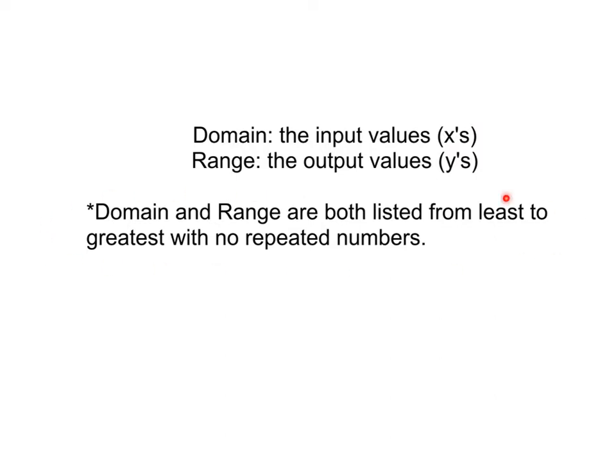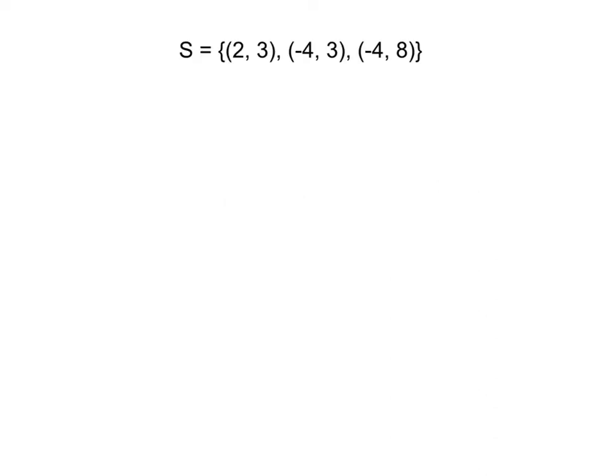Domain and range are both listed from least to greatest, and we don't repeat any numbers. So when you're listing your domain and range, if you have multiple numbers, do not repeat it. You also need to list those from least to greatest. Let's look at an example.